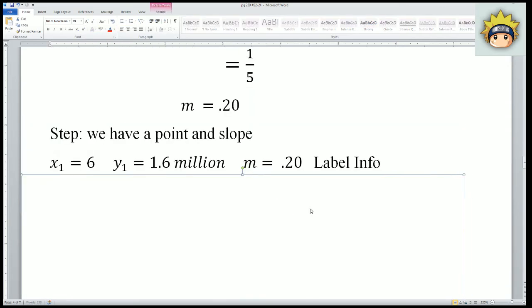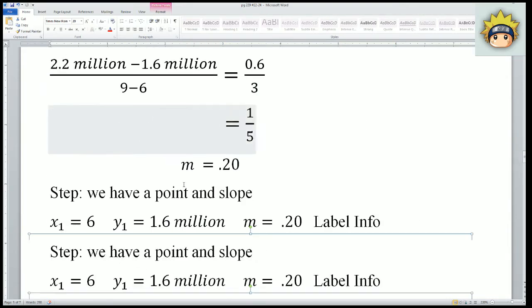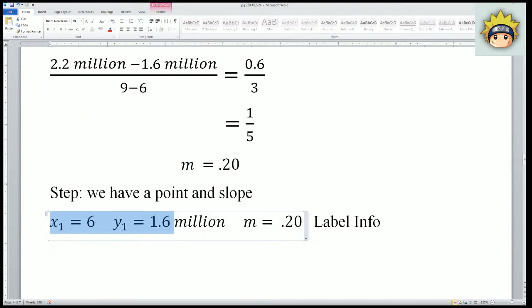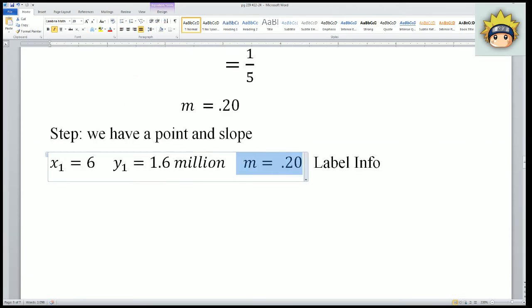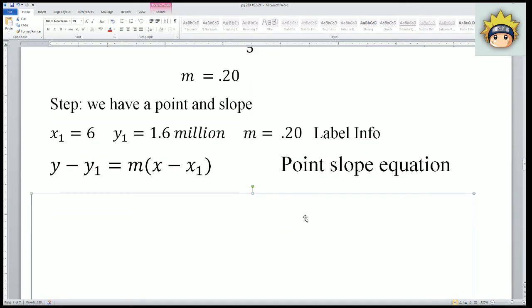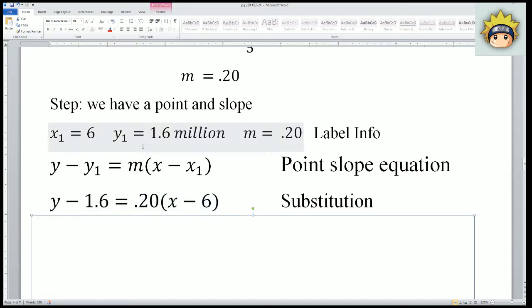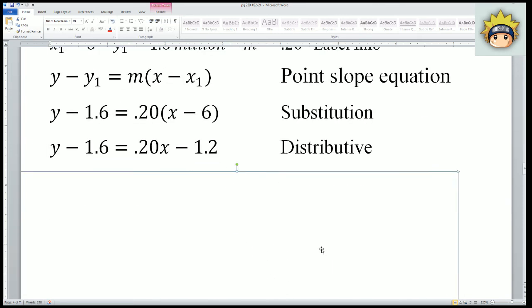Okay? Next, we have a slope and we have a couple of points. So I'm just going to grab one of the points, x1 and y1, from the first ordered pair, and I'm going to use that slope that I just calculated to compute point slope form. Here's the point slope equation. Make the substitution. 1.6 goes in for y1, 0.2 goes in for the slope, 6 goes in for x1. Okay, distribute the 0.2 to the x, 0.2 to the 6. That's what I got after the distribution.